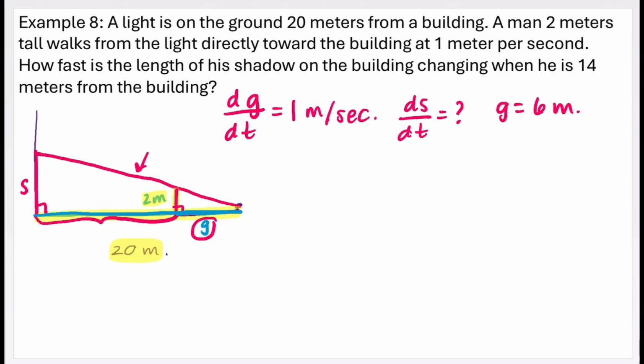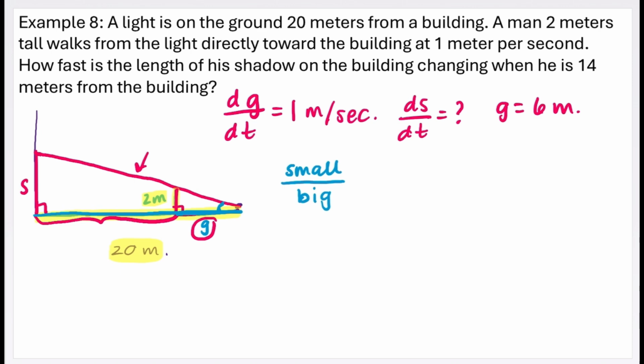Because if they're similar triangles, they should be proportional. And they are similar because they both have right angles and they also both share this angle right here. So you can set up any proportion if you take corresponding sides and make a ratio out of it. So I'm going to do small triangle over big triangle and set up a proportion.